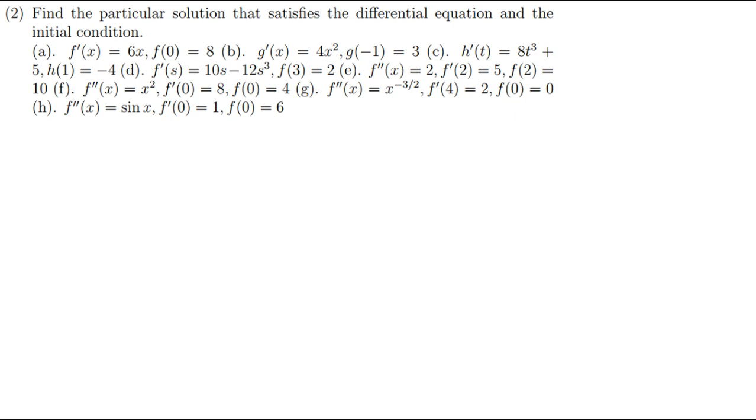So in this tutorial we're going to discuss how we can find a particular solution that satisfies the differential equation and the initial conditions. So let's quickly begin to solve.